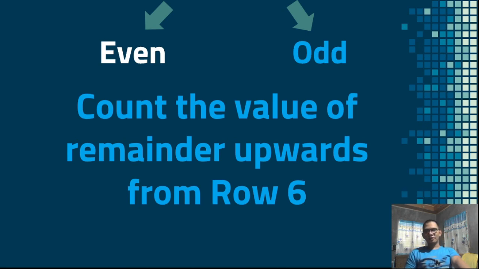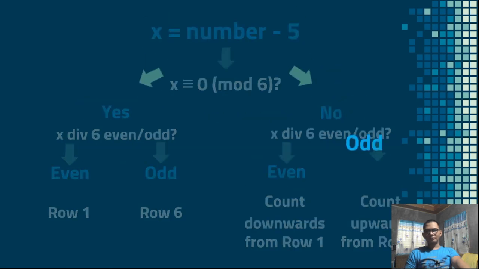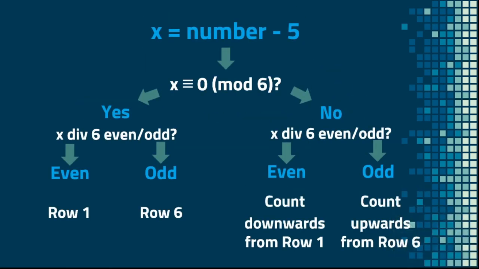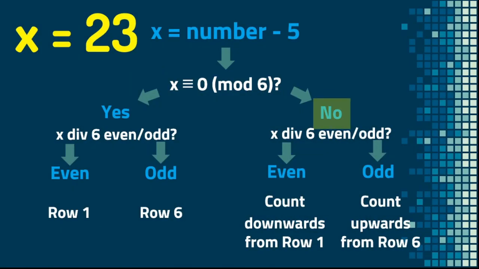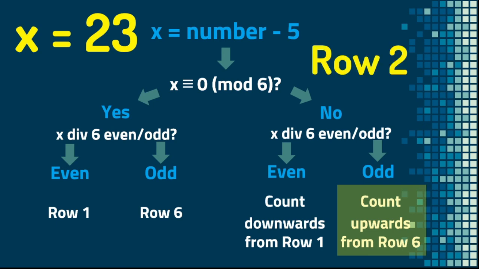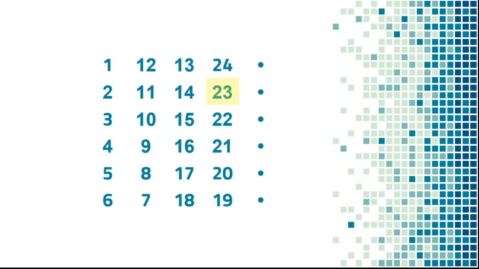Let's test a value if it works flawlessly. Try 23. Is it divisible by 6? No. So we identify its quotient, which is 3, and remainder, which is 5. The quotient is odd, so we count 5 rows from row 6 upwards inclusive. We end up with the final answer of row 2. And based on the pattern here, that prediction is correct.